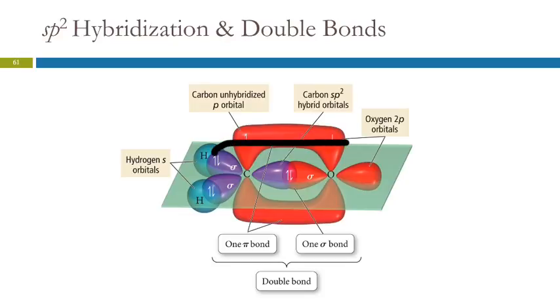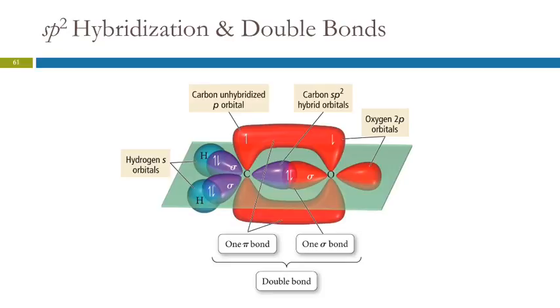So pi. So that's a pi bond. It's a side-to-side overlap of these p orbitals. So this is a sigma bond. These are also sigma bonds because we have the end of this orbital overlapping with the hydrogen. So this is called a double bond because there's two bonds between the carbon and oxygen.